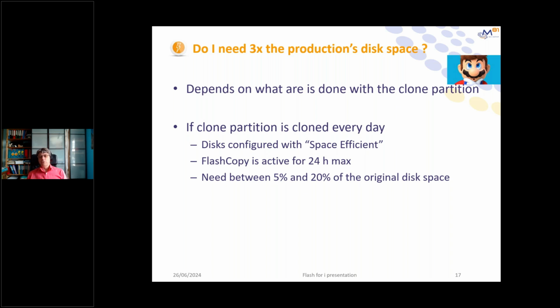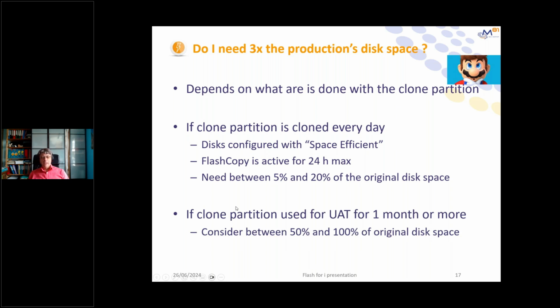Even then, it's not possible to copy 10 terabytes in 1 second. So there's some magic inside. With this kind of space efficient disk, you only need between 5 and 20% of the original disk space, depending on your workload and what you do with the partition. So not much. But if you want to do a UAT partition, a test partition that you will use for 1 month, maybe it's better to consider 50% of the original space or 100%. But most customers use the clone for backup, so less than 20%.